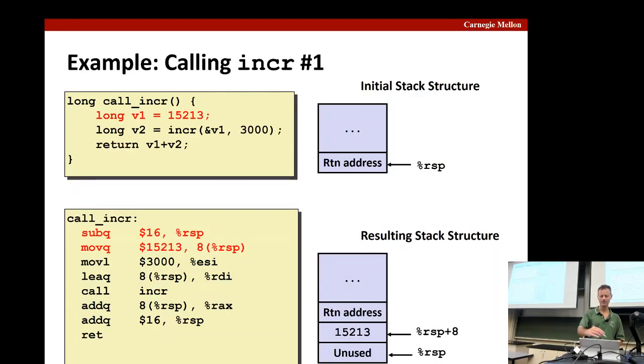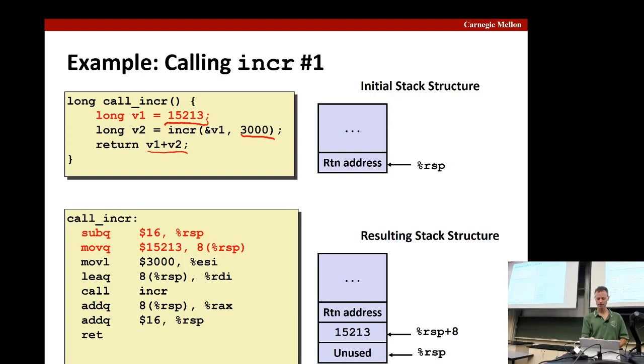All right, so let's look at something that calls that procedure. Let's suppose that we have 15,213, and for some unknown reason, we want to add 3,000 to that. And then once we've done that, we actually want to sum those two numbers together. So what do we do?